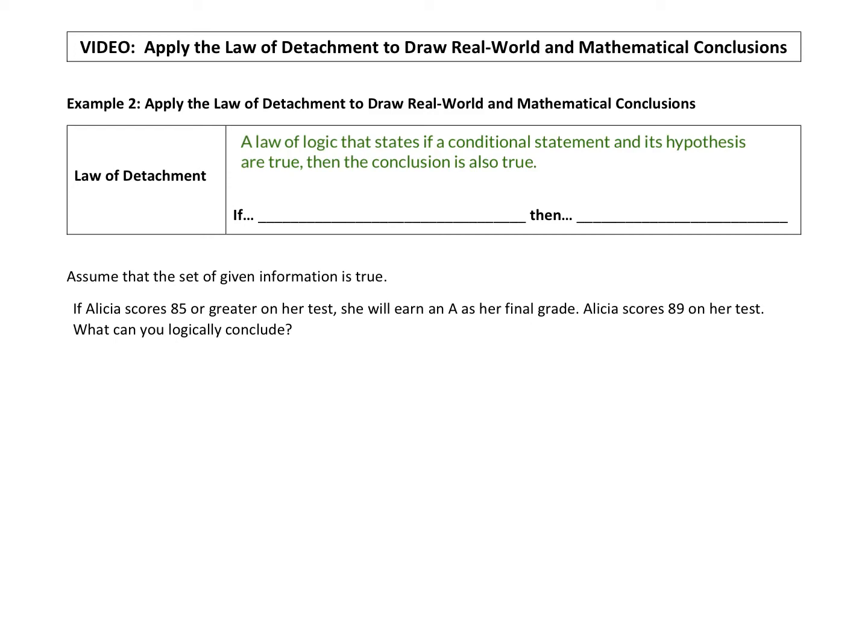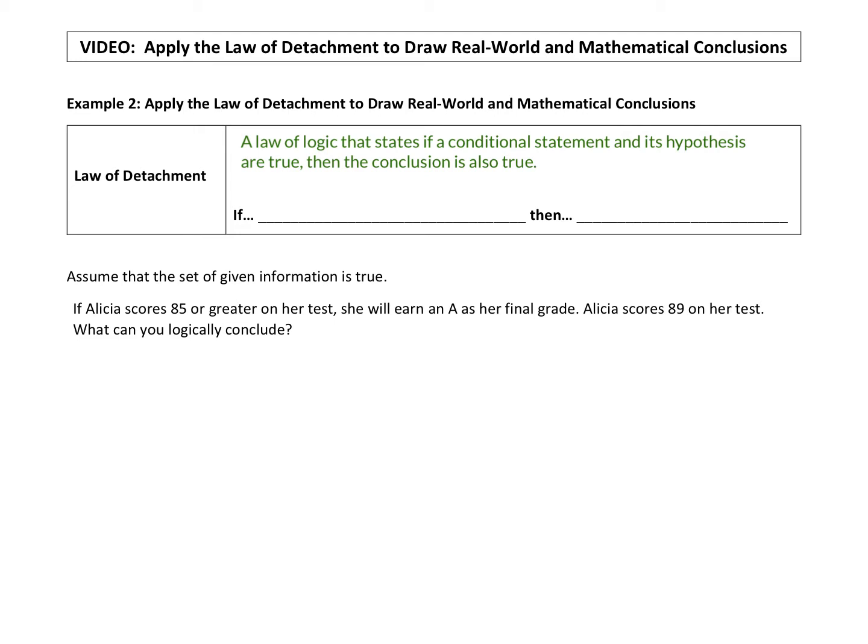All right, in this example, we're going to apply the law of detachment to draw real world and mathematical conclusions. Well, that sounds like fun. Okay, so example two, apply the law of detachment to draw... oh yeah, that's what we just said. So it would be helpful to know what the law of detachment is.